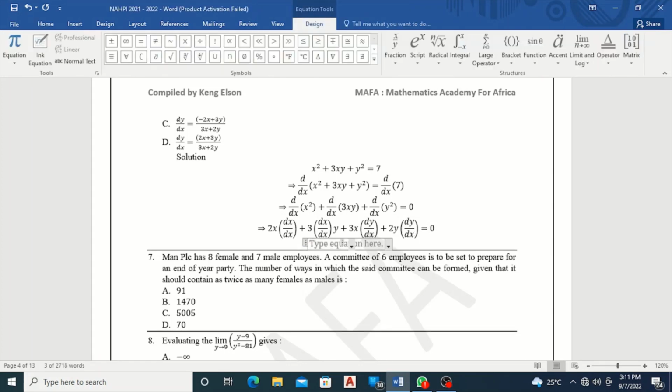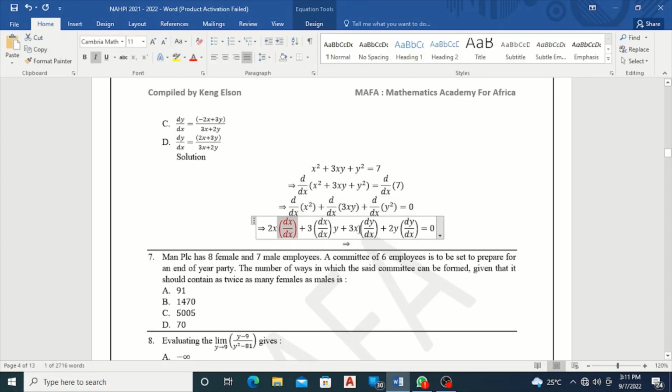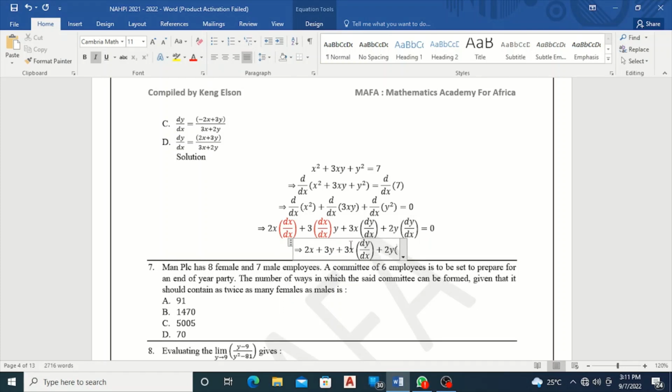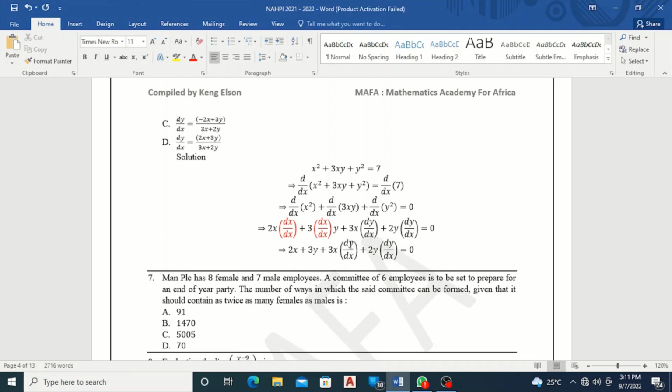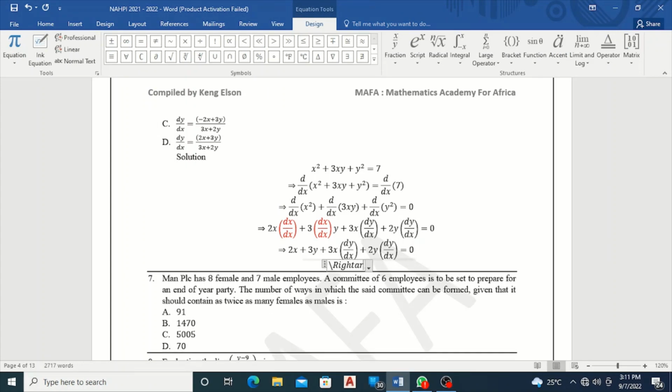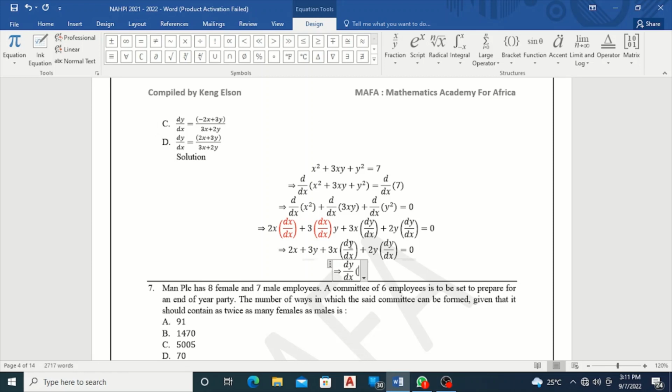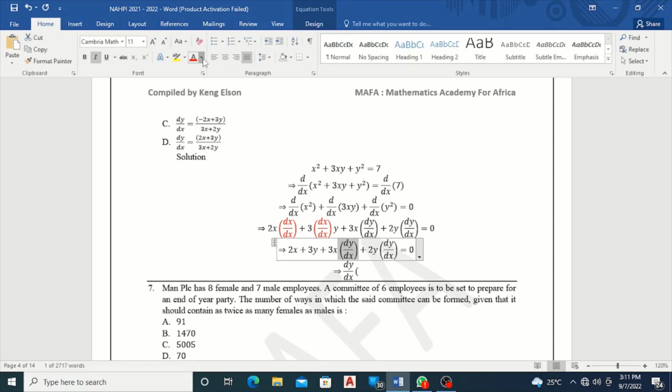Okay, now some things are going to cancel here, like dx on dx is 1. So dx on dx is going to give us 1, shown in red. So I get 2x plus 3y plus 3x dy by dx, then plus 2y dy by dx is equal to 0. With that said, we can look for dy by dx because that's what we are looking for. So dy by dx is common in these two terms. Now I get 3x plus 2y, and I equate it to, sending everything to the right hand side, negative into 2x plus 3y.